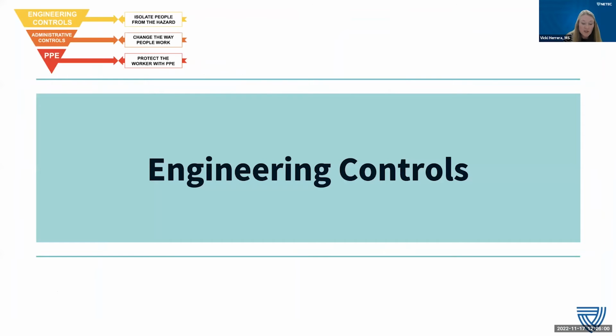Next, we're going to talk about engineering controls, and then we'll come back to administrative controls. But engineering controls reduce or prevent hazards from coming in contact with workers. Engineering controls can include modifying equipment or the workspace, using protective barriers, ventilation, and other things. So we're going to walk through a few of the risks and how you can utilize engineering controls to protect yourself. Next slide, please.